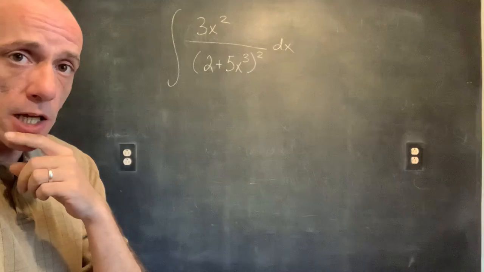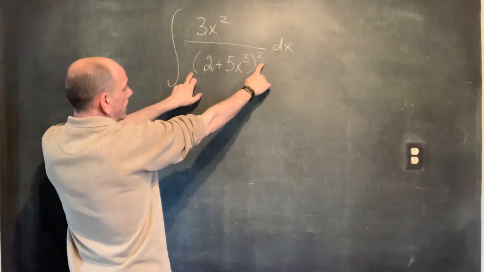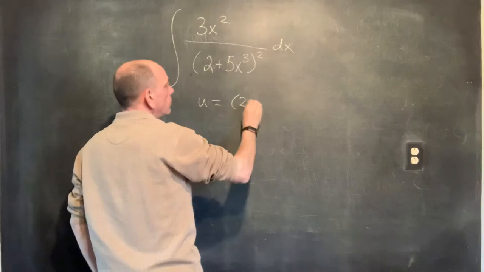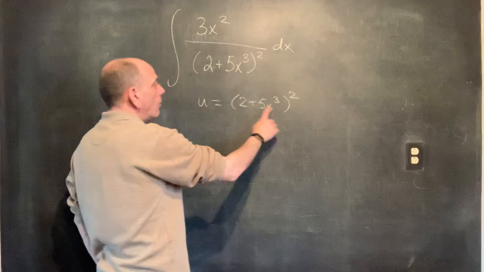That would be ideal. So if I sub for everything in the denominator, that would be a best case scenario, I guess. I really would like to do that. If I said u is 2 plus 5x cubed squared, then I just have a 1 over u du, and that's ln of u. That's super easy.